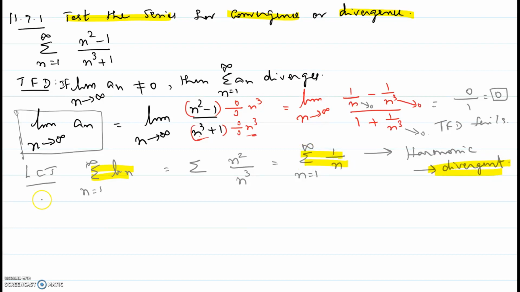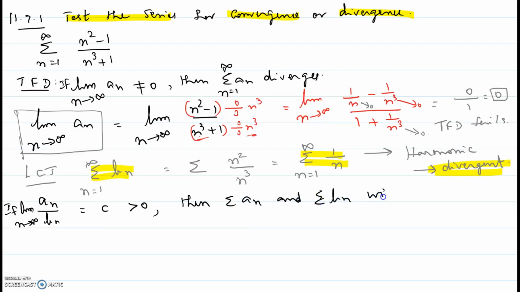Now let's find the limit as n approaches infinity of a n over b n. If it is positive and equal to c, then sigma b n and sigma a n will behave alike, that is, they will converge or diverge together. So we'll see whether we're able to prove this result.